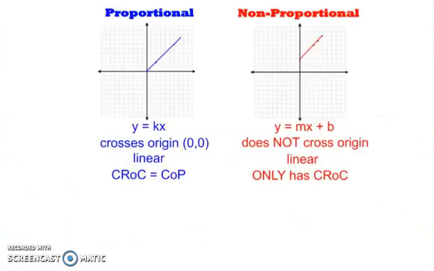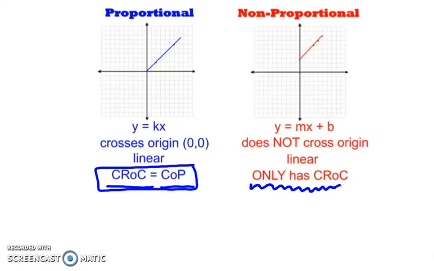Okay, here's just another review of what we just talked about. In a proportional relationship, you're going to see here, if you find out what the constant of proportionality is, that's going to be the same as your constant rate of change. Over here, remember, there is no constant of proportionality, but we do have that constant rate of change because it's a line. It's not getting steeper, it's not getting flatter, okay?